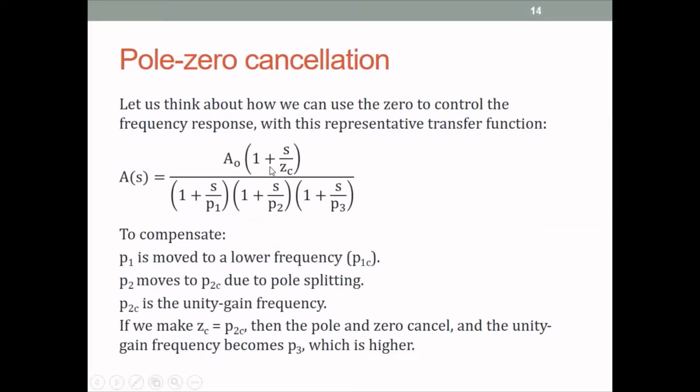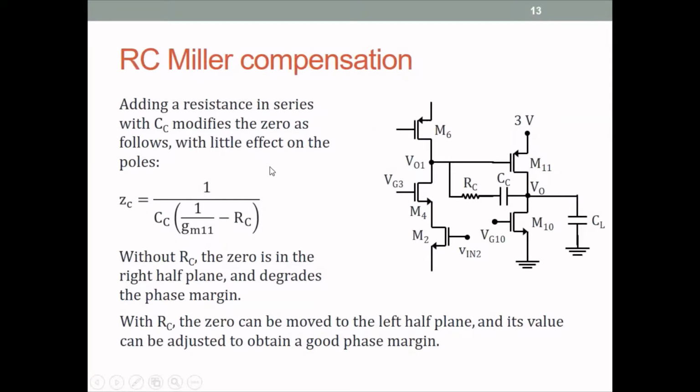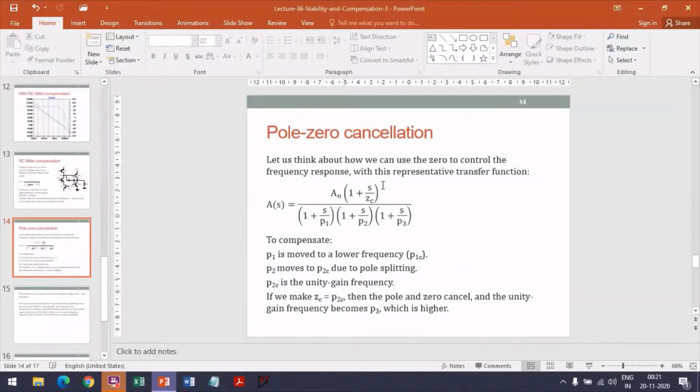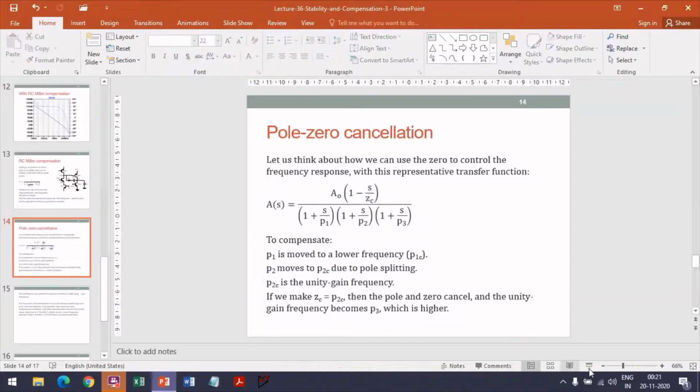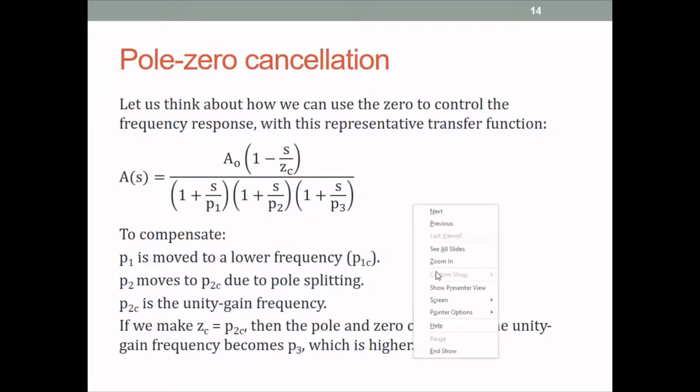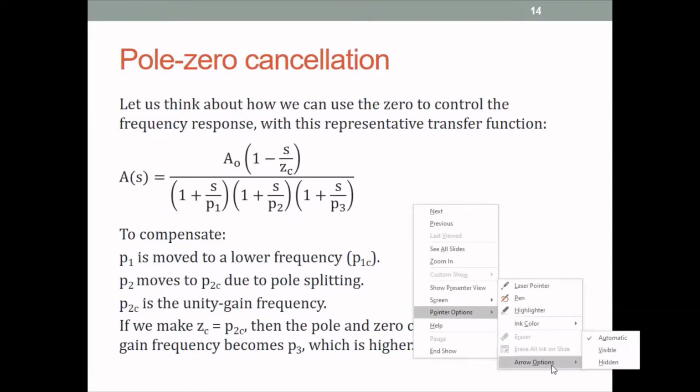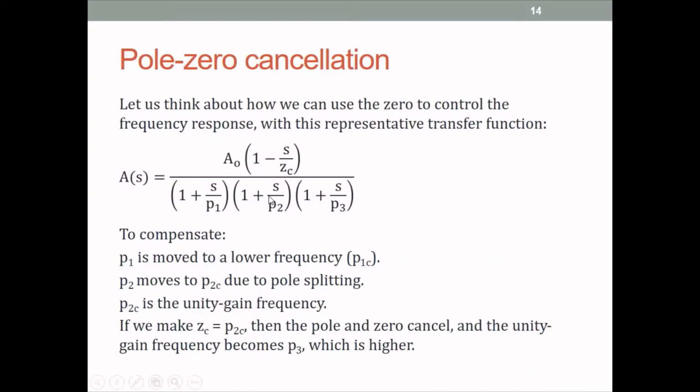Okay, I'm sorry, what should this be? One second, let me think. This should be minus. The way I have defined ZC, this should be minus. So that is consistent with the definition of ZC. Alright, so now if we make RC greater than 1 by GM11, then this ZC becomes negative and we'll get a 1 plus S by the mod of ZC.